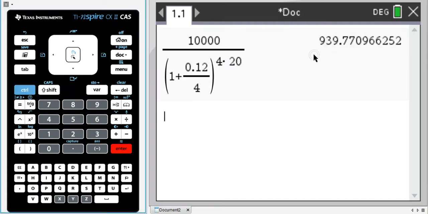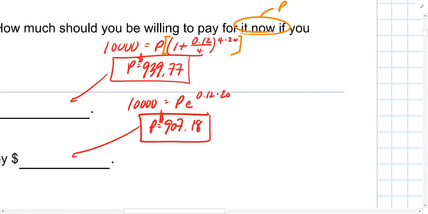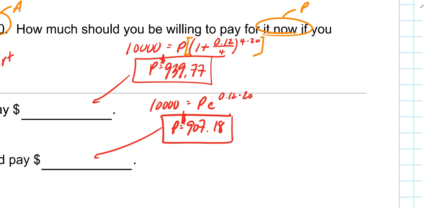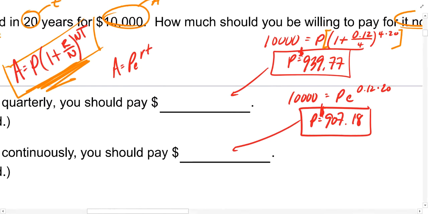When I press enter here, I see the result, 939.77. We're only rounding to 2 decimal places here because this is an American currency question where we're talking about dollars and cents. So those 2 decimal places should suffice. But what I find particularly interesting is that this is a problem that involves an exponential equation, yet we didn't require any logarithms to solve. And that's perfectly fine. We encounter that from time to time.